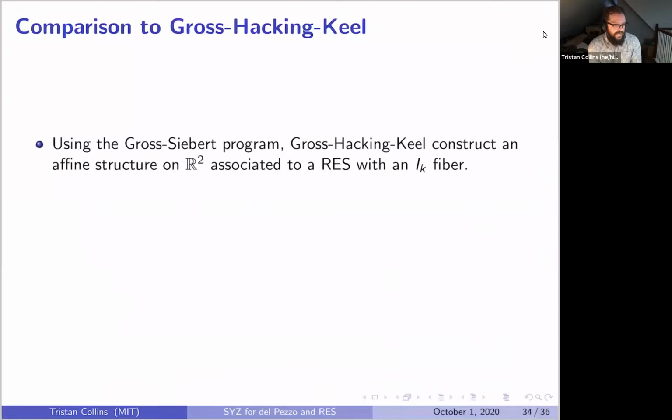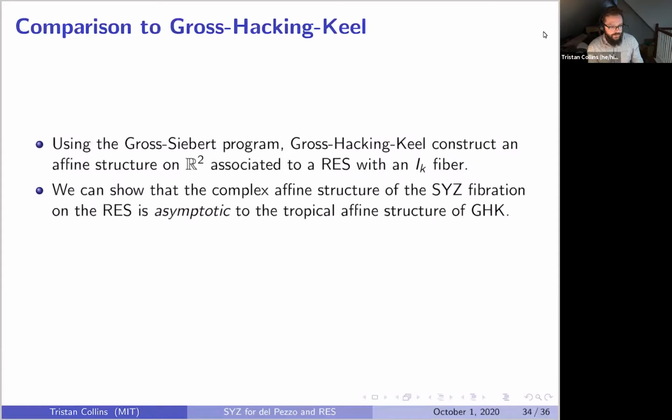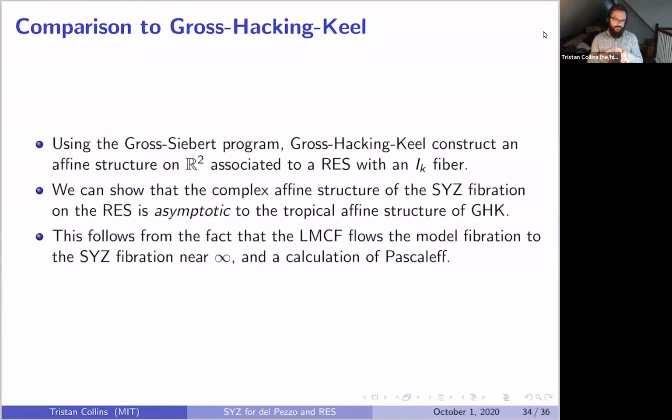To compare with the work of Gross–Hacking–Keel, they produced a tropical affine structure on R² from a rational elliptic surface with an I_k fiber. And we can show that the complex affine structure that we produce on the SYZ fibration of the rational elliptic surface is at least asymptotic to the tropical affine structure of GHK. So they're close. We don't know that they're exactly equal, but we can at least prove that they're asymptotic. This follows again from the fact that the Lagrangian mean curvature flow gives a sort of homotopy from the model fibration to the actual SYZ fibration near infinity. And then there's this calculation of Pascaleff that says that the Gross–Hacking–Keel affine structure agrees with the affine structure of the model fibration.